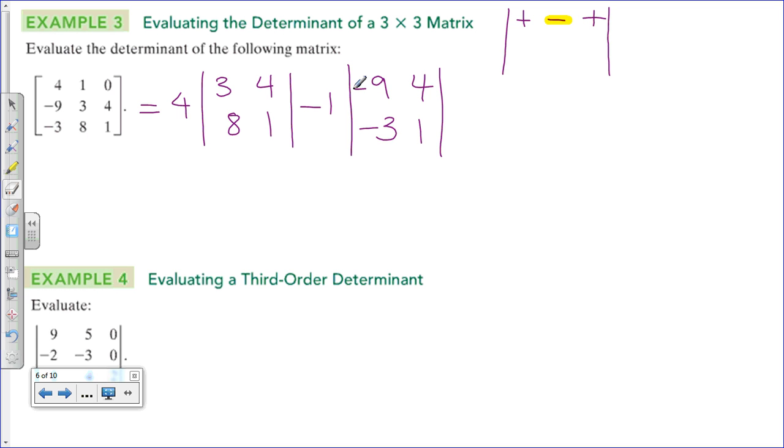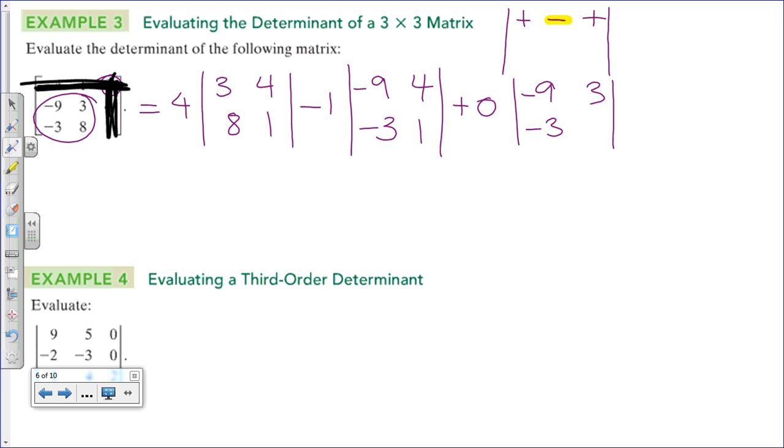Next, I will use 0 as my next numerical factor, so plus 0, and then my 2 by 2 determinant will come from here, crossing out that row and that column where 0 is located, and then I will use the numbers that I have here. So negative 9, negative 3, 3, and 8.